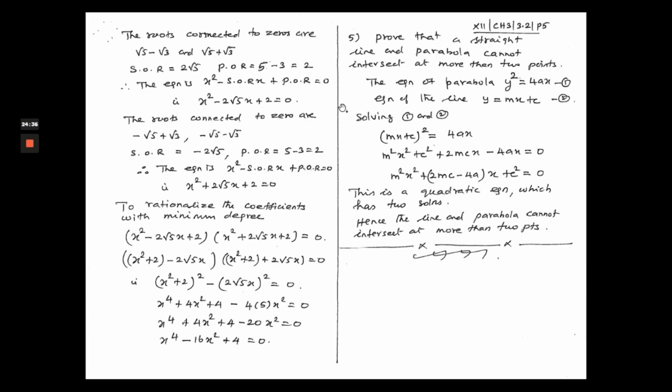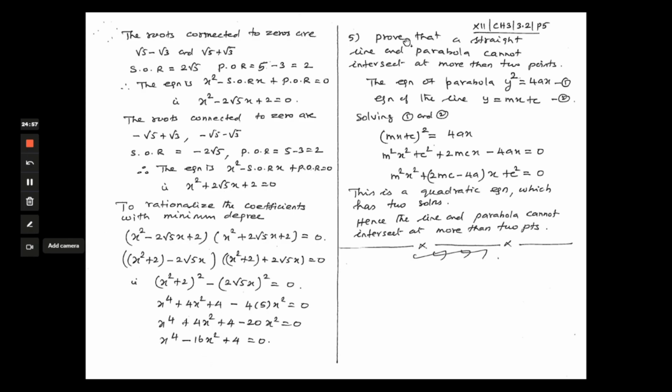Next, fifth sum. So x power 4 is the minimum degree with rational coefficients: x power 4 minus 16x squared plus 4 equal to 0.